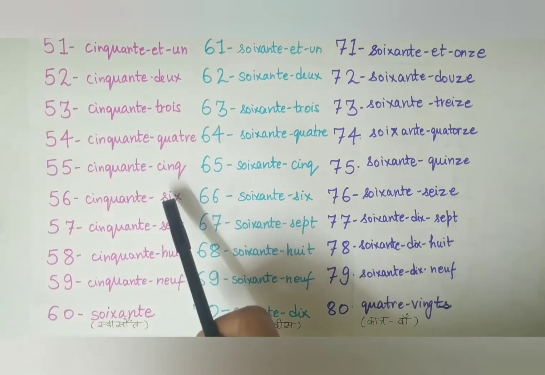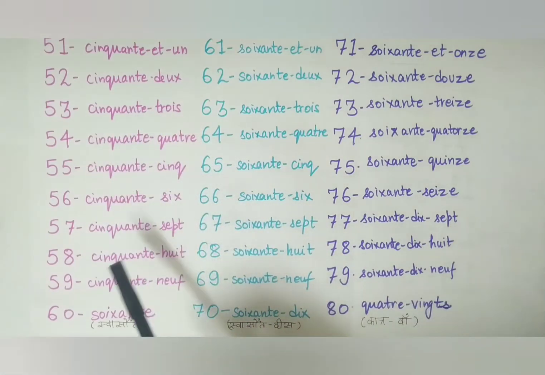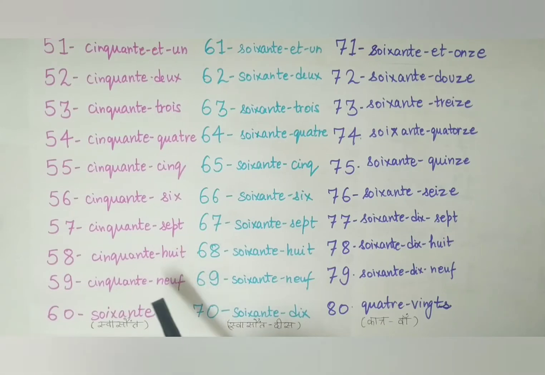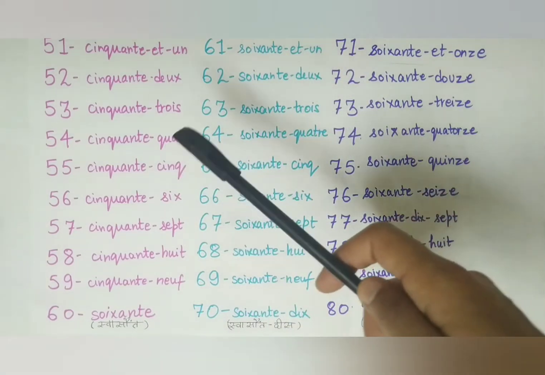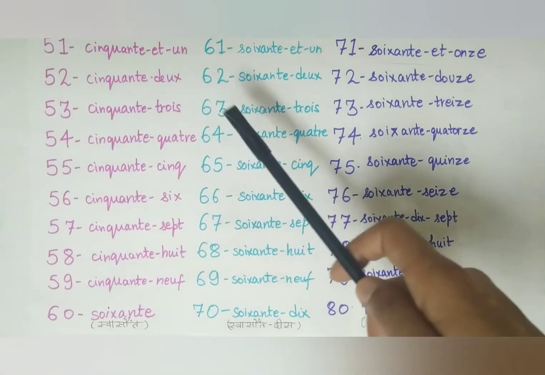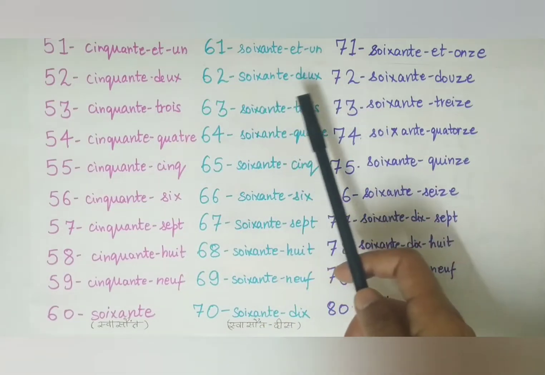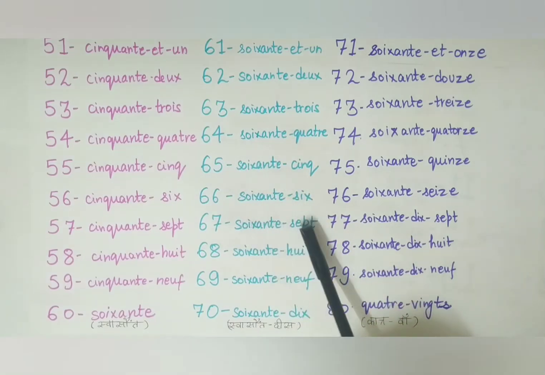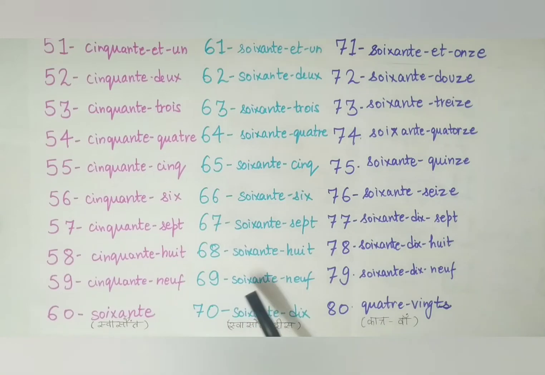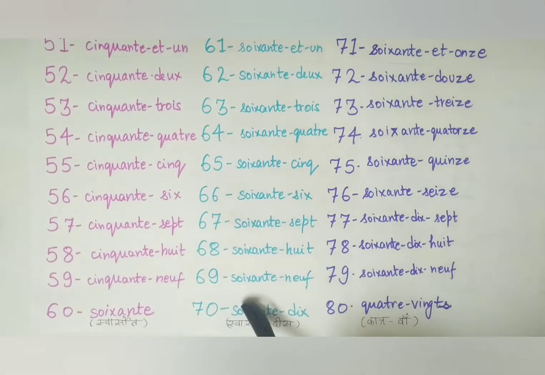54, 55, 56, 57, 58, 59, and then we have the number 60, for which we have the number name soixante. 60 is soixante, 1 is un, so it becomes soixante et un, 61. Similarly, we have 62, then we have 63, 64, 65, 66, 67, 68, 69. For 70 we have soixante-dix. So if you break this word and translate it into English, it becomes 60 and 10.